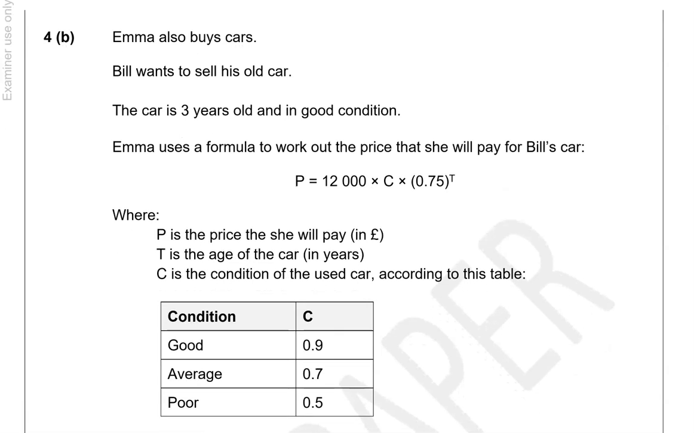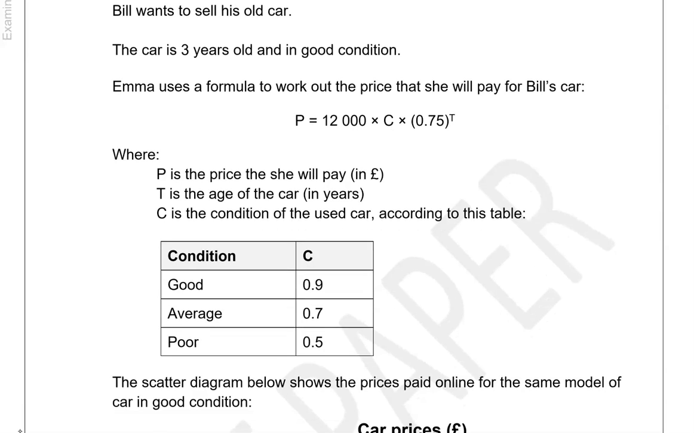Emma also buys cars. Bill wants to sell his old car. The car is 3 years old and in good condition. Emma uses a formula to work out the price that she will pay for Bill's car. P is equal to 12,000 times C times 0.75 to the power of T, where P is the price that she will pay in pounds, T is the age of the car in years, C is the condition of the used car according to this table.